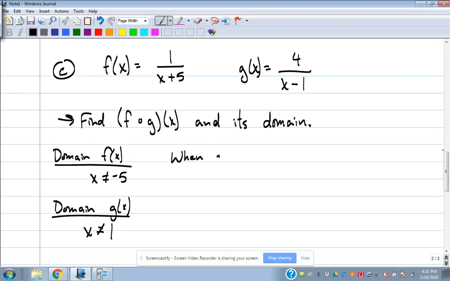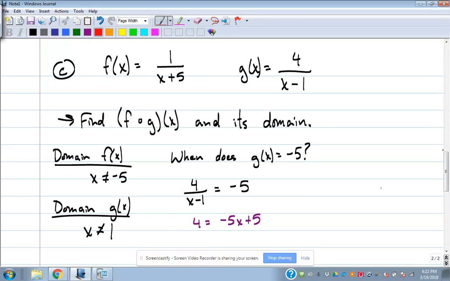When does g of x equal negative 5? When does the second function equal the restriction from the first function? Okay, so we set 4 over x minus 1 equal to negative 5. And solve it. So cross multiply, 4 equals negative 5x plus 5, just by doing the distributive property with negative 5 and x minus 1.